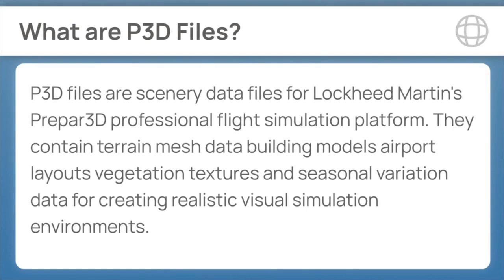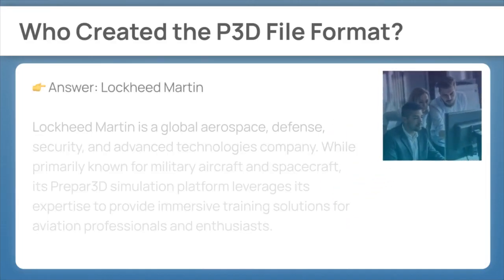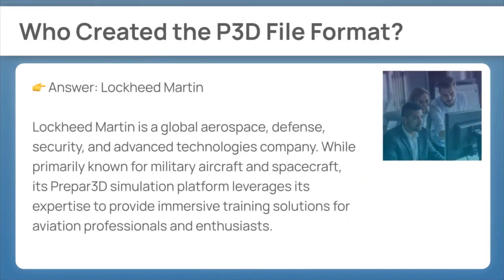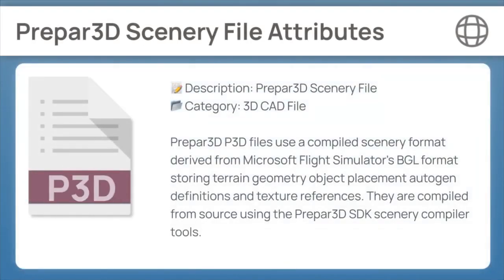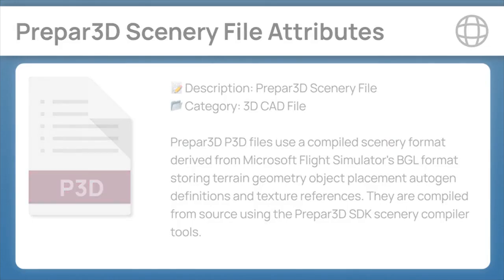They contain terrain mesh data, building models, airport layouts, vegetation textures, and seasonal variation data for creating realistic visual simulation environments. Prepar3D P3D files use a compiled scenery format derived from Microsoft Flight Simulator's BGL format, storing terrain, geometry, object placement, autogen definitions, and texture references. They are compiled from source using the Prepar3D SDK scenery compiler tools.